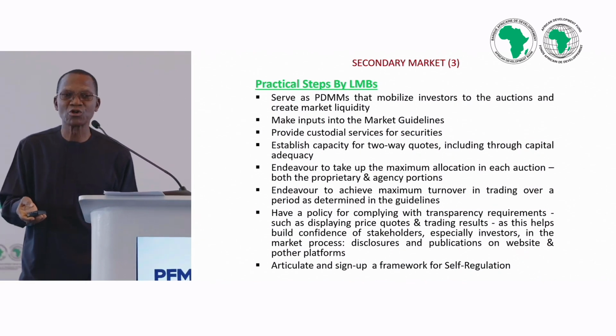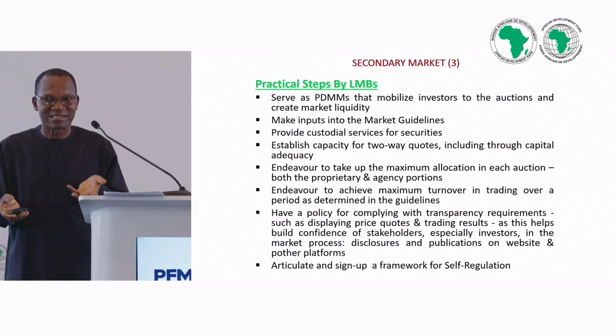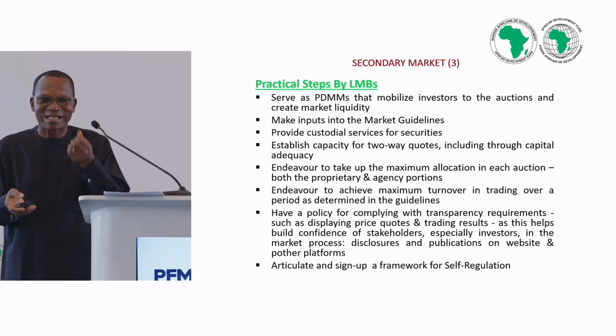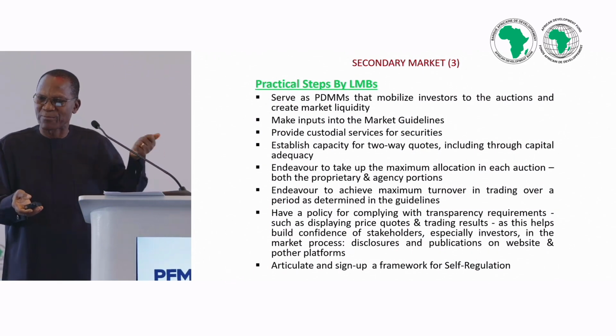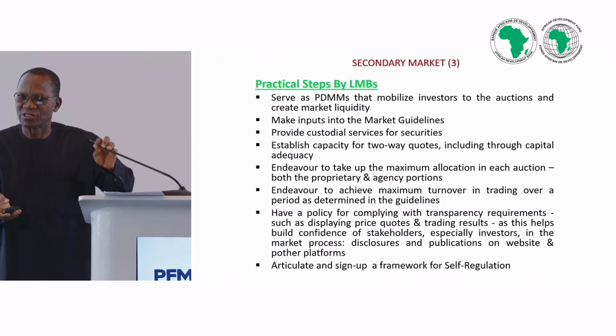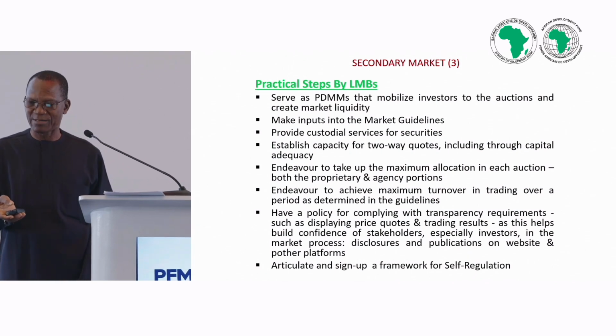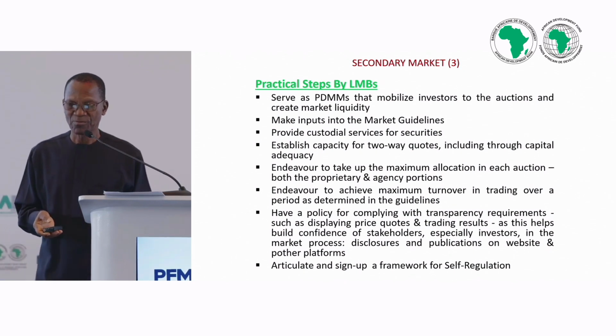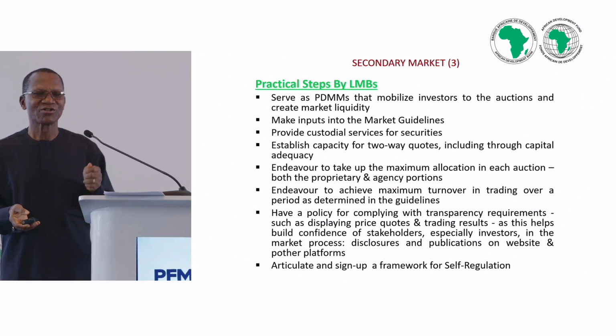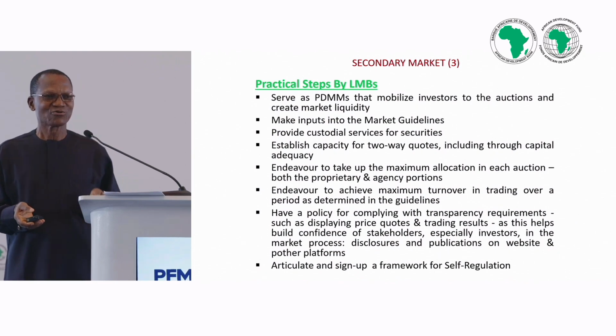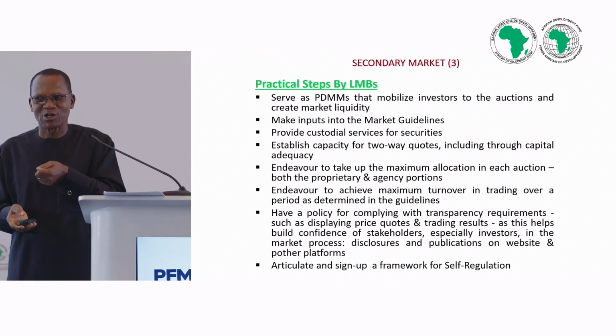So they should also make inputs in the market guidelines. That's another step they must take. When the guidelines which the DMO has prepared with other regulators on how the market should function are drafted, they should also make inputs. They should make sure they establish a capacity for two-way quotes, including through capital adequacy, and find ways of making sure, through capital adequacy and other means, that the quota allocated to them is met.